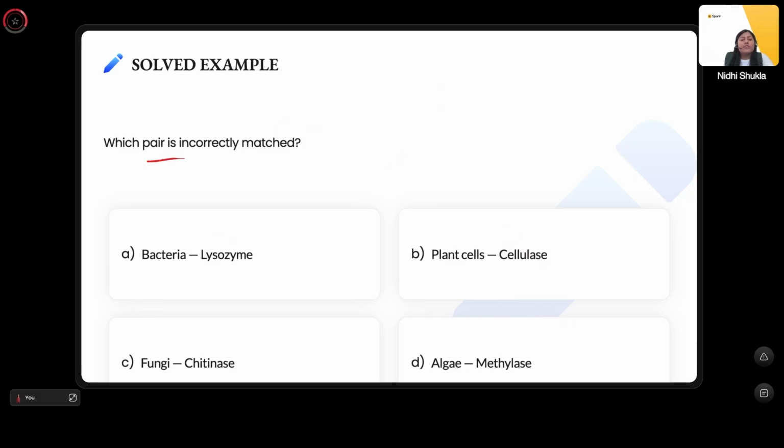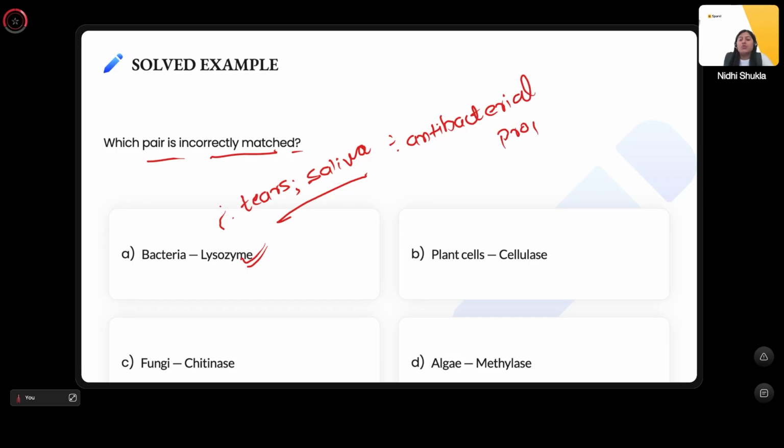Now, next question, which pair is incorrectly matched? Bacteria, lysozyme. This is correct. Why? Because to dissolve the bacterial cell wall, you always require lysozyme enzyme. As you remember, lysozyme is also present in our tears and in our saliva. Why? Because it has antibacterial properties. What is the meaning of antibacterial properties? It can destroy the cell wall of bacteria. So to dissolve a bacterial cell wall, you will always have lysozyme.